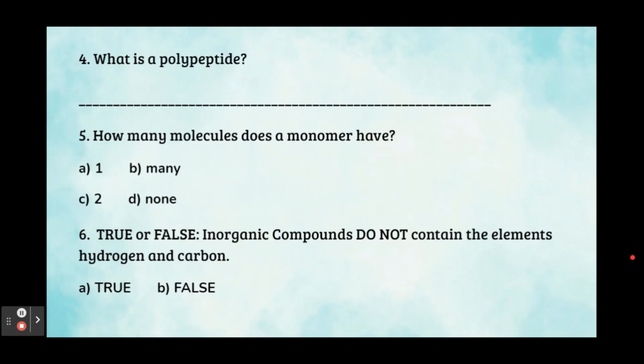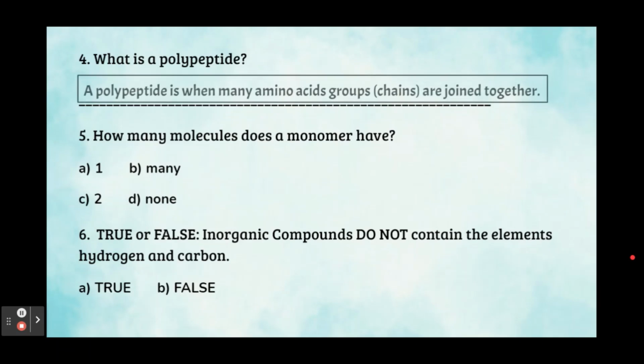Number 4, what is a polypeptide? The answer is a polypeptide is when many amino acid groups, so many amino acid chains, are joined together. And amino acids are the building blocks of proteins. Number 5, how many molecules does a monomer have? The answer is A. It just has one. Mono means one. So monomer has one and polymer has many.